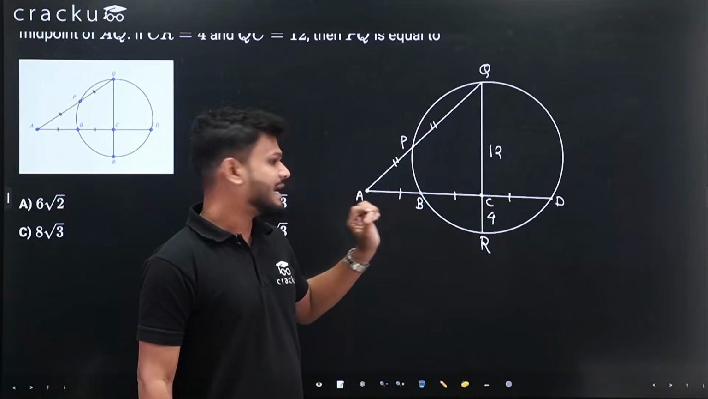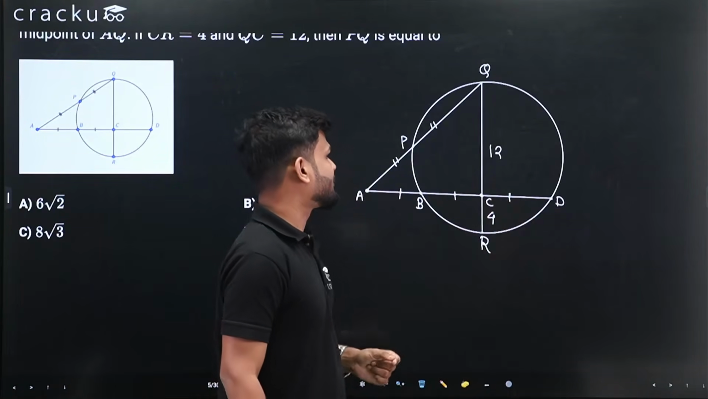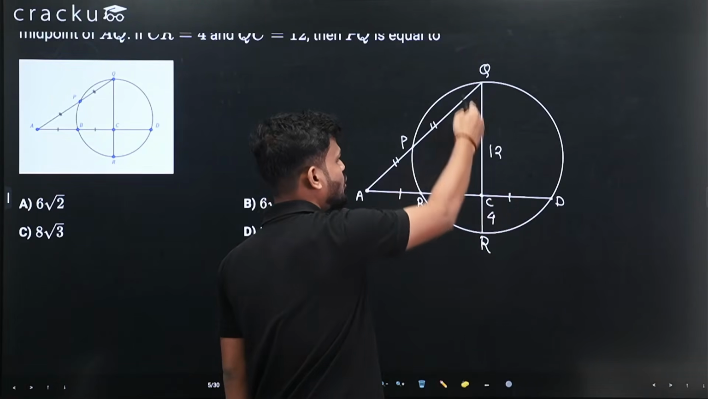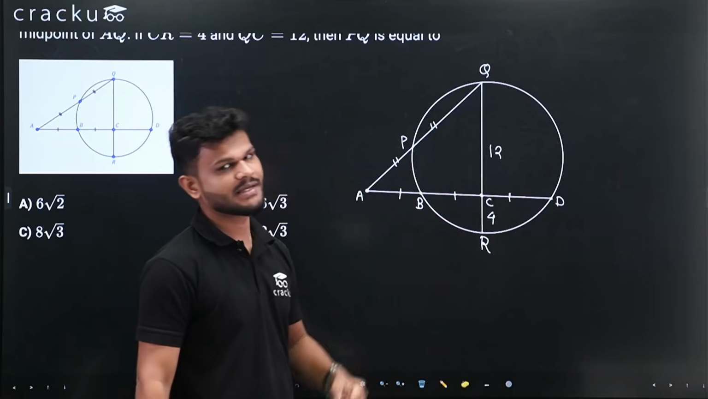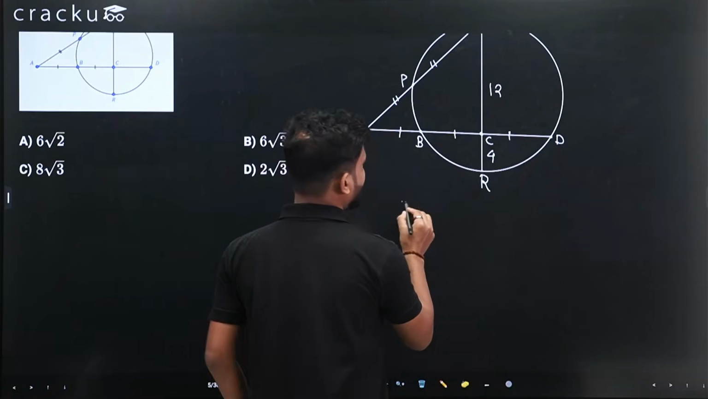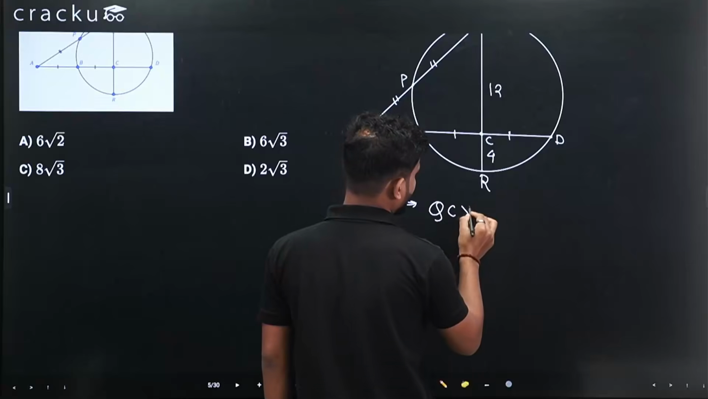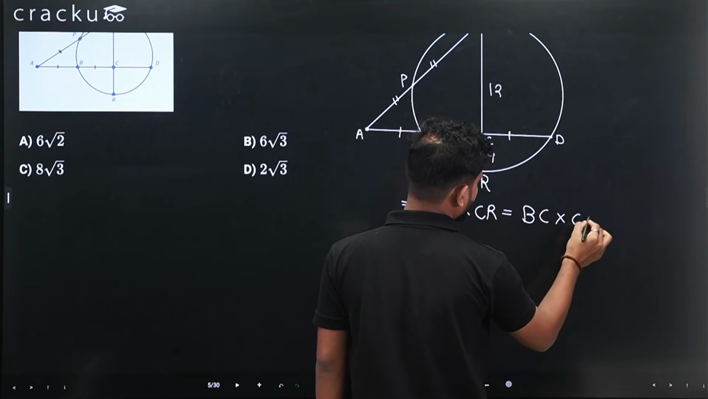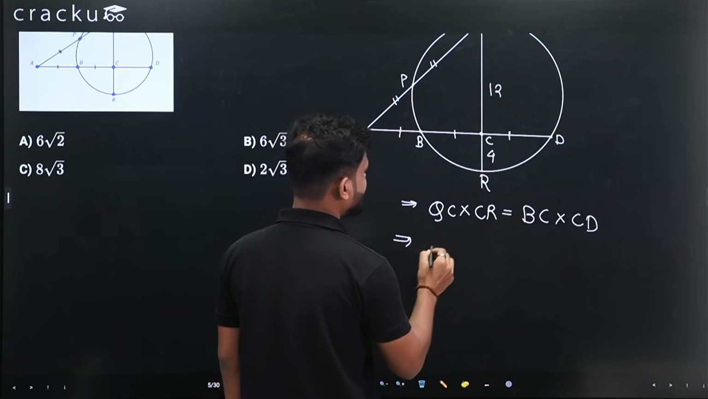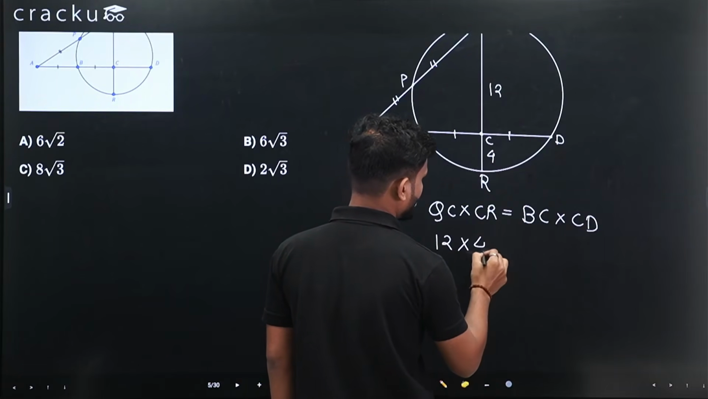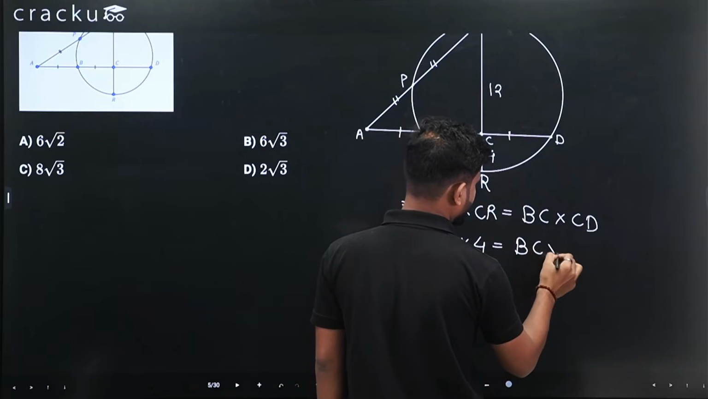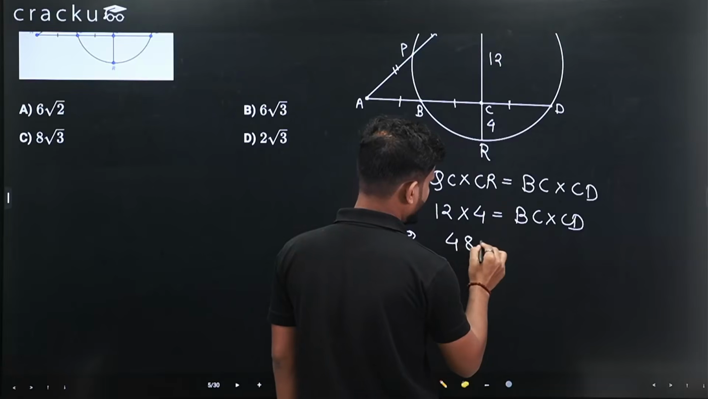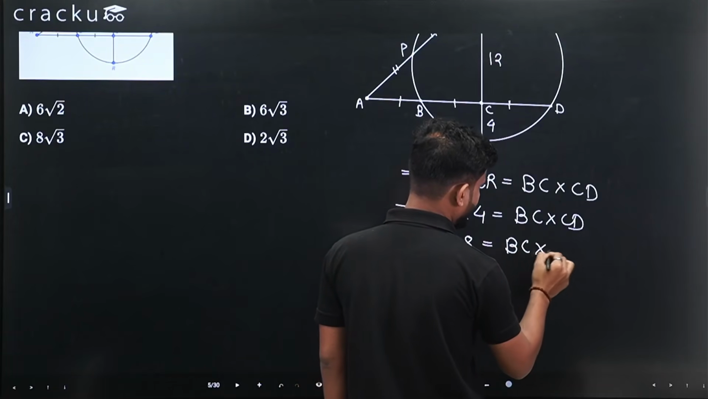Now in this diagram we know BC is equal to CD, and also we know the lengths QC and CR. We know QR and BD intersect at point C. So using the intersecting chord theorem we can write QC into CR is equal to BC into CD. What is QC? QC is 12. CR is 4. From here we get 48 is equal to BC into CD.